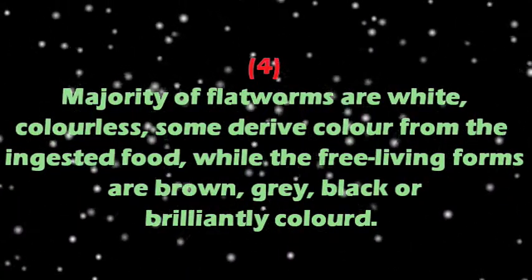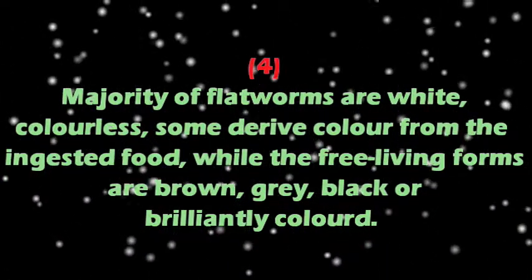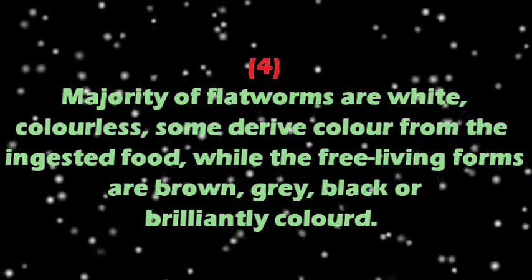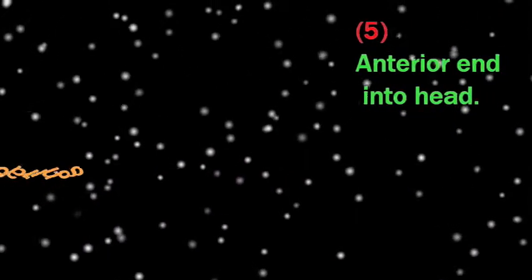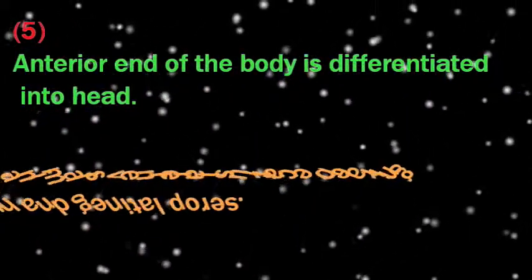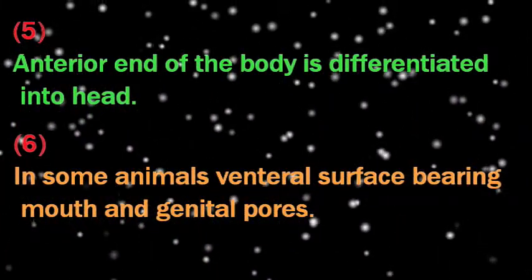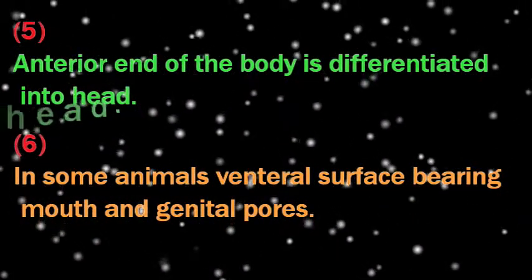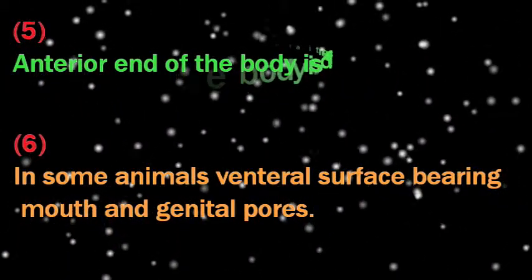Four. Majority of flatworms are white, colorless. Some derive color from the ingested food, while the free-living forms are brown, gray, black or brilliantly colored. Five. Anterior end of the body is differentiated into head. Six. In some animals, ventral surface bears mouth and genital pores.